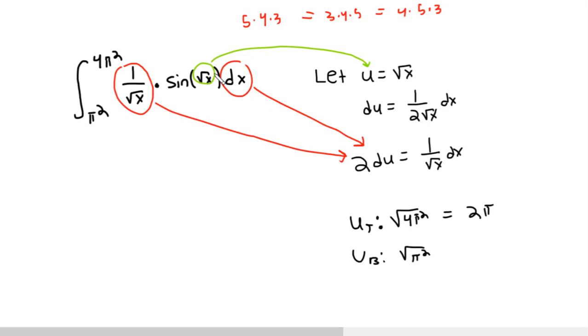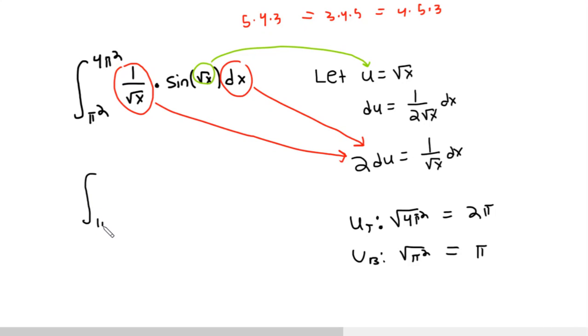So square root of pi squared, again, just plugging the lower limit into whatever u is representing. U is representing rad x, so plugging this into that right there. Okay, so square root of pi squared is just pi. Now I can rewrite this integral with my new upper and lower limits of integration.